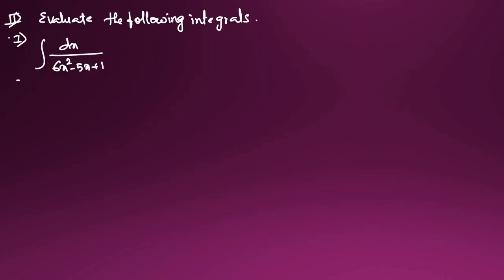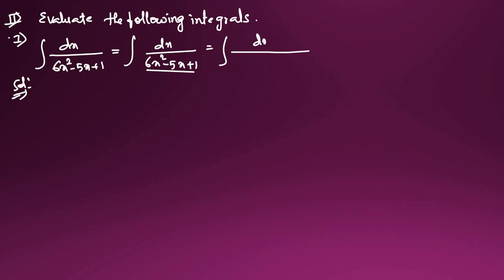So my dear friends, start with the first question here. The given question is integral dx divided by 6x square minus 5x plus 1. In this we'll do one thing. We'll do factorization of the denominator.